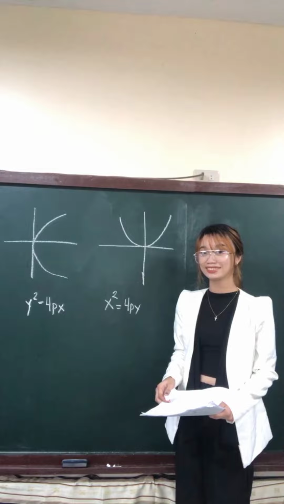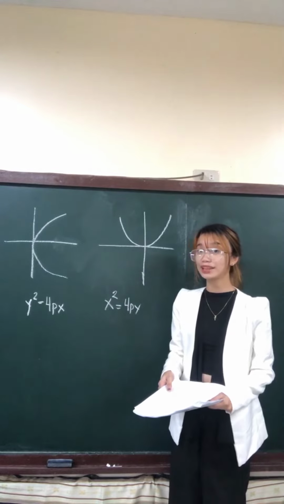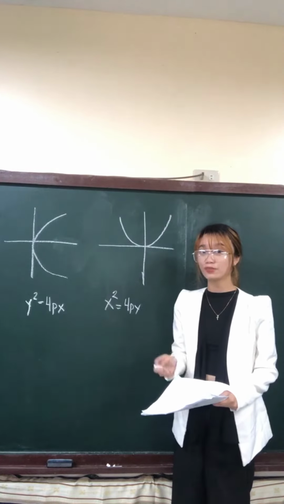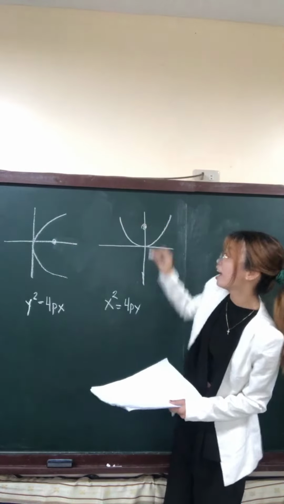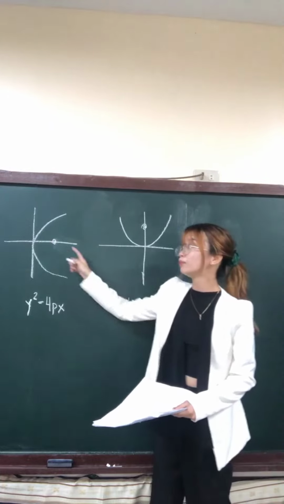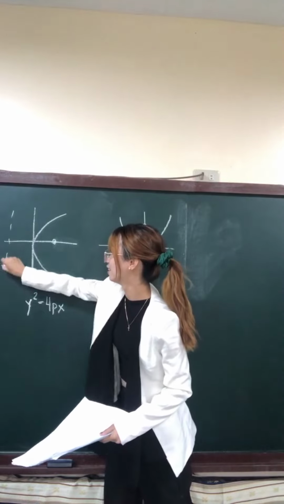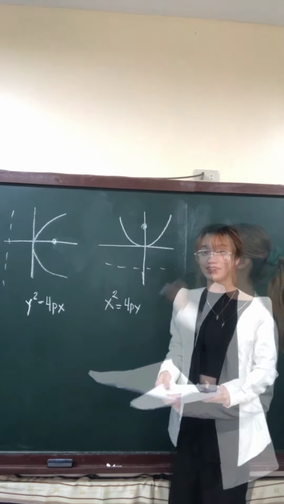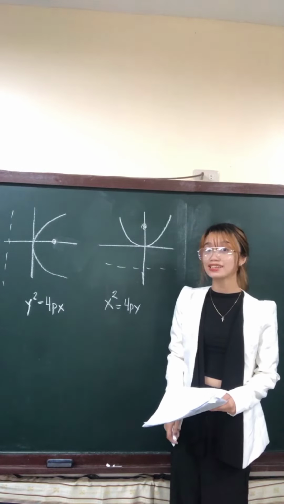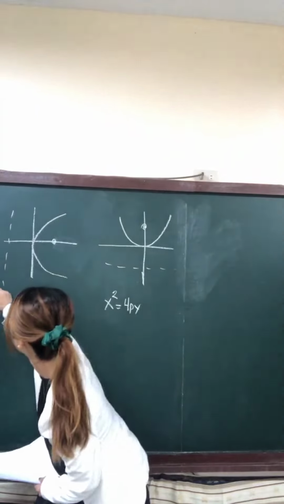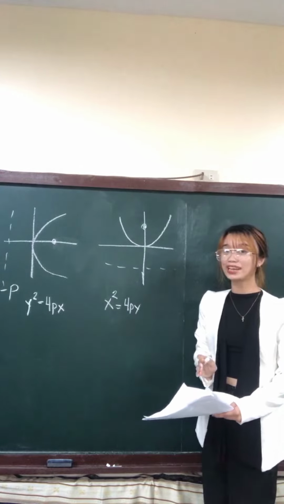So now we're going to identify where to plot the focus. Always remember that the focus is always towards the vertex. And when we go away p units from the vertex, that is what we call the directrix. For the directrix, we have here the equation for the left parabola, which is x equals negative p. And for the right parabola, we have y equals negative p.